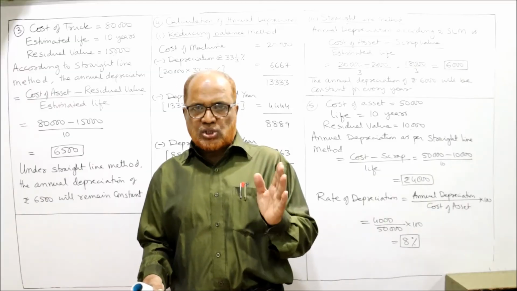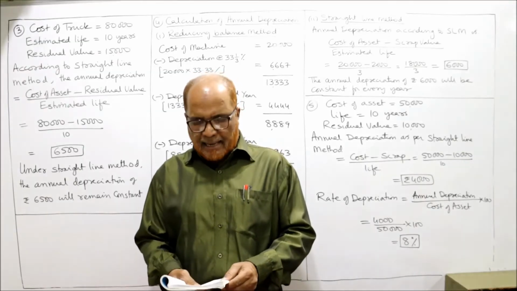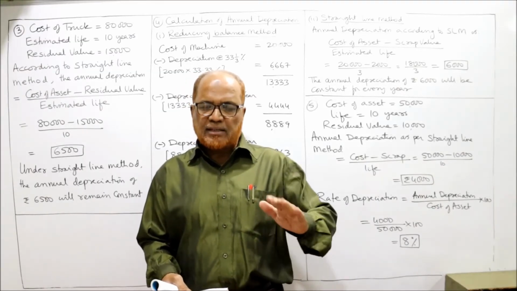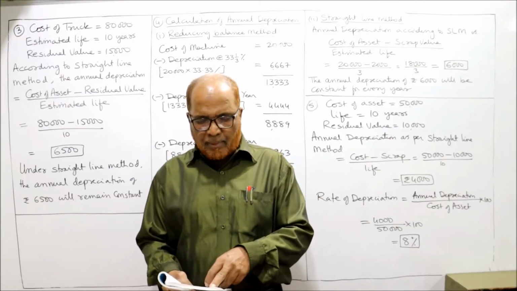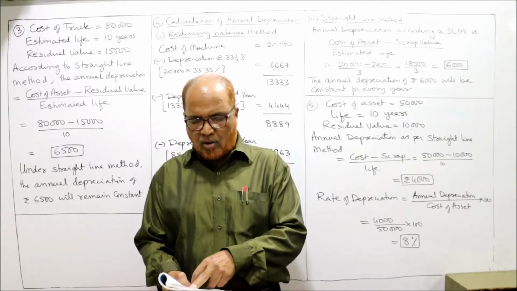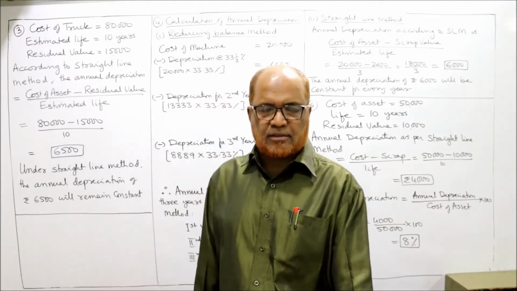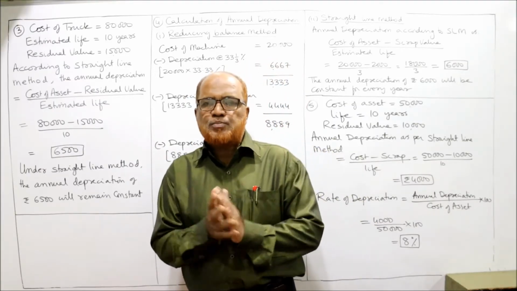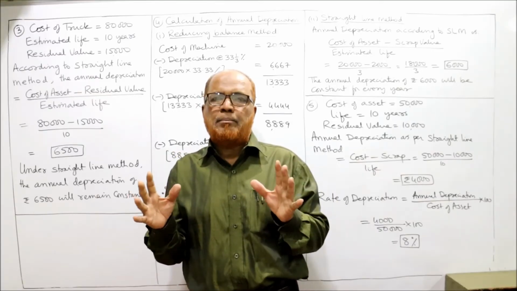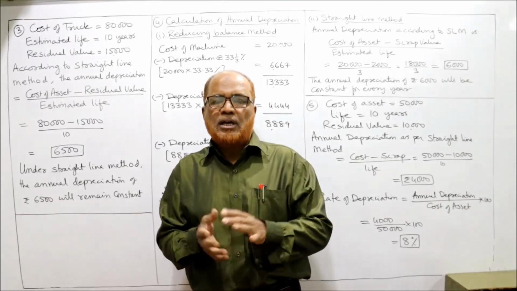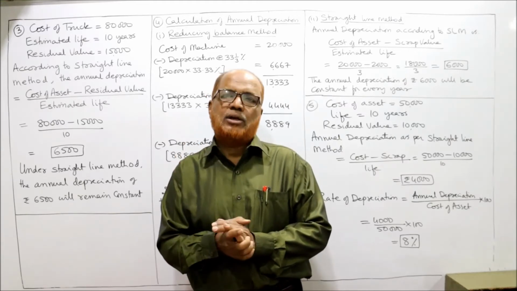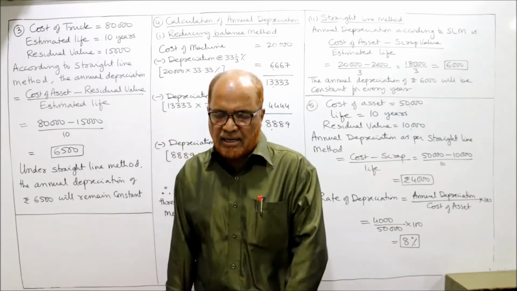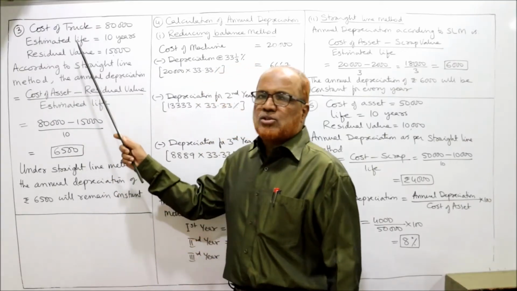So we are given the cost of the asset 80,000, the life of the asset 10 years and the scrap value, residual value, is 15,000. Calculate the amount of depreciation to be provided according to straight line method. It's very simple. In this problem, we are not required to make the machinery account or truck account. Here we are required to simply find out the annual depreciation according to straight line method. So see the solution here.